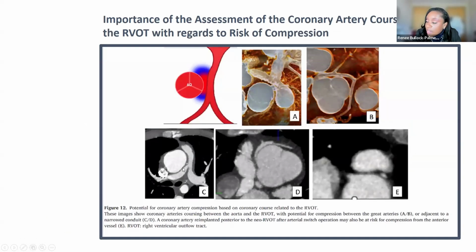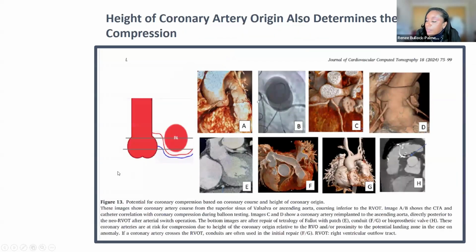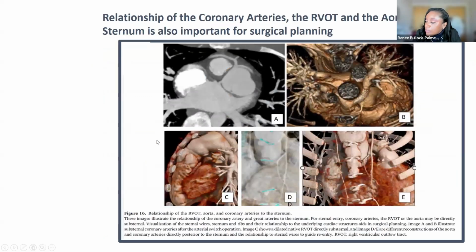So this is an example of a coronary that would be at risk with compression. You can see that's the large aorta, the pulmonary artery, and you can see that this coronary in this particular case could be compromised during the procedure, and it's very important for that to be realized. When the coronary comes above the sinotubular junction, that is also another example of a high-risk coronary, and you want to plan for that before going into the procedure as well.